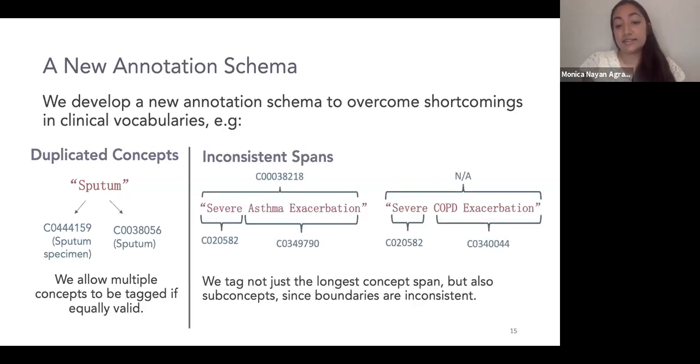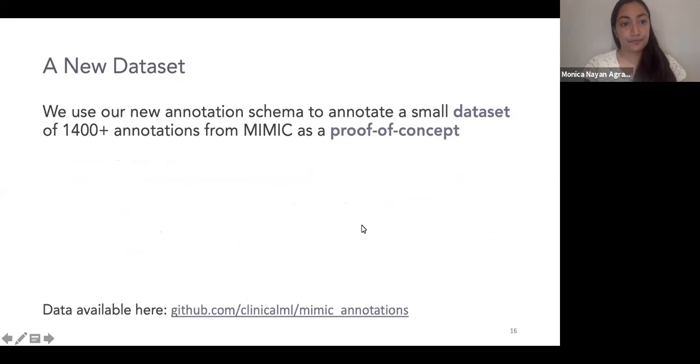The second are inconsistent spans. So as you can see here, there's a span for severe asthma exacerbation, but not for severe COPD exacerbation. Therefore, under our schema, we tag not just the longest concept like in the past, but also any sub-concepts that are medically relevant to make up for these boundaries being inconsistent. And this allows for both end-to-end training and evaluation, since we can provide partial credit in the case that someone, for example, only tagged asthma exacerbation.